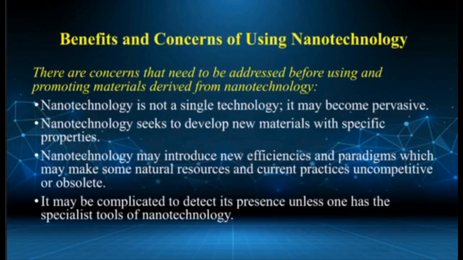As a result, specialist tools and techniques are required to observe and analyze nanoscale structures and materials. One example of specialist tools used in nanotechnology is the scanning electron microscope, or SEM, which uses a beam of electrons to create images of the surface of materials at high magnification. Another example is atomic force microscopy, or AFM, which uses a sharp probe to scan the surface of materials and create high-resolution images. Overall, detecting the presence of nanoscale materials and structures can be complicated without specialist tools and techniques.